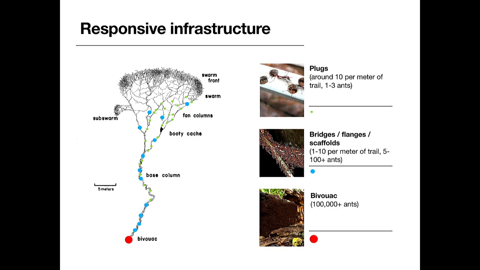And just to kind of visualize that a bit, this is a diagram of a swarm raid of one of the army ant species that I'm going to talk about. So I'll talk about two different species of Eciton ants, Eciton burchellii and Eciton hamatum. And this is just a kind of zoomed out aerial view diagram of a daily swarm raid of one of these species. And so these raids can stretch for hundreds of meters across the rainforest floor.